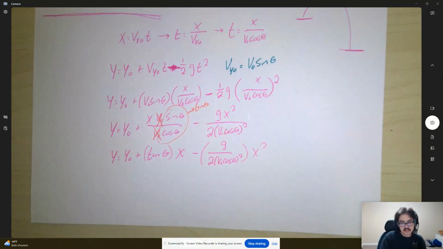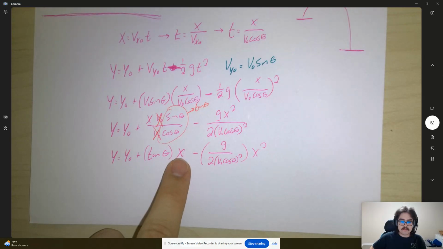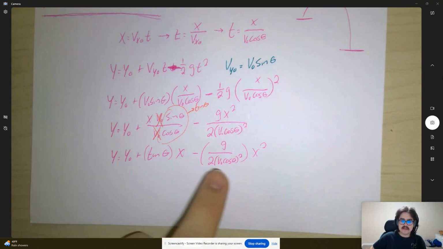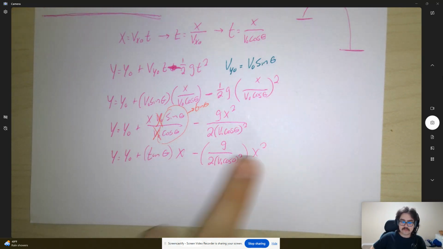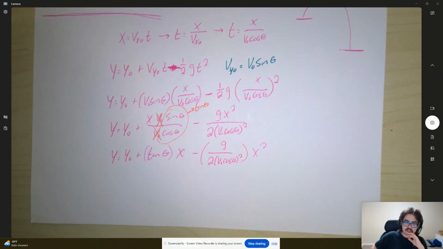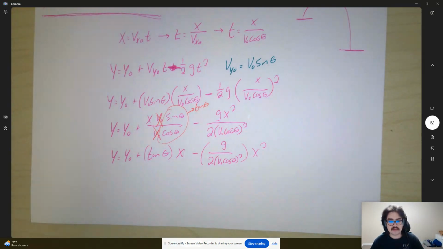Do you recognize that this is quadratic? Typically you have ax squared plus bx plus c, right? This is a quadratic equation, and it does give me a parabolic trajectory. That is the trajectory equation.